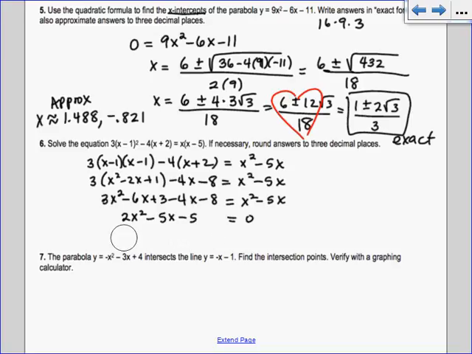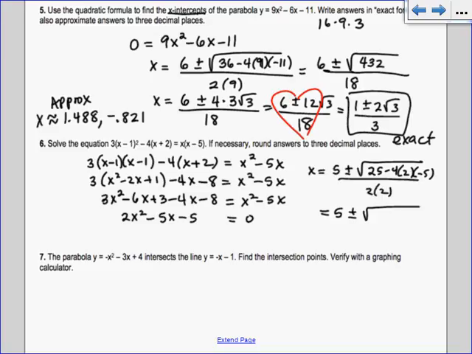So we have to do the quadratic formula. So we do x equals negative b plus or minus the square root of b squared minus 4ac all over 2a. So we get 5 plus or minus the square root of 25 plus 40. So we have 65 all over 4. So we have 5 plus or minus, I don't think it actually breaks down further, because 65 divided by 5 is 13. So that's as far down as that goes. So that would be your exact answer.